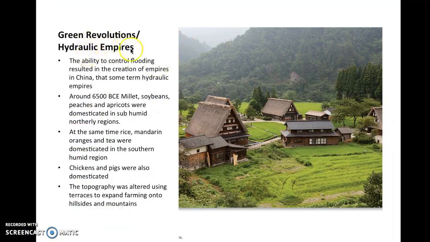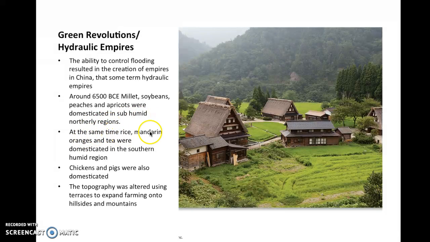The Green Revolution, hydraulic empires. The ability of controlling flooding resulted in the creation of empires in China that some term hydraulic empires. And the reason they call them hydraulic is this ability to control the flooding allowed them to develop agriculture to a really significant level and produce lots of grains that allowed the population to balloon, and that allowed the creation of empires.